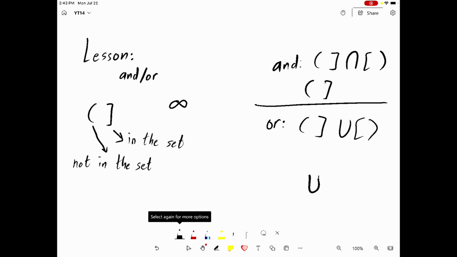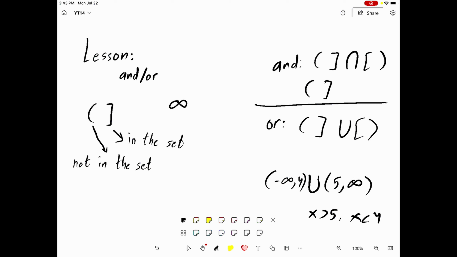So normally, let's say we have a different inequality. x is greater than 5 and x is less than 4 are our two things. So let's write the set. We have negative infinity to 4 on one thing, and on the other thing we have 5 to infinity. This is pretty much the only way to write it without using more advanced set theory.